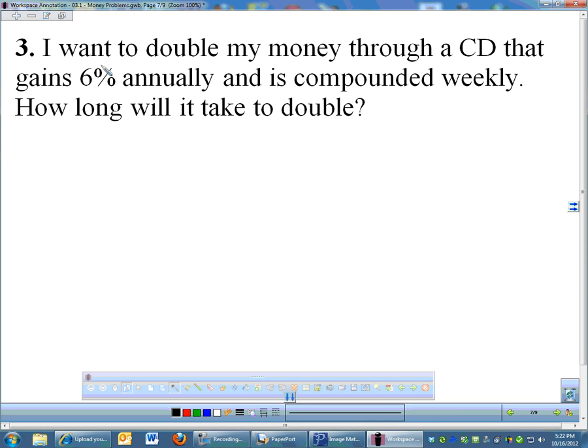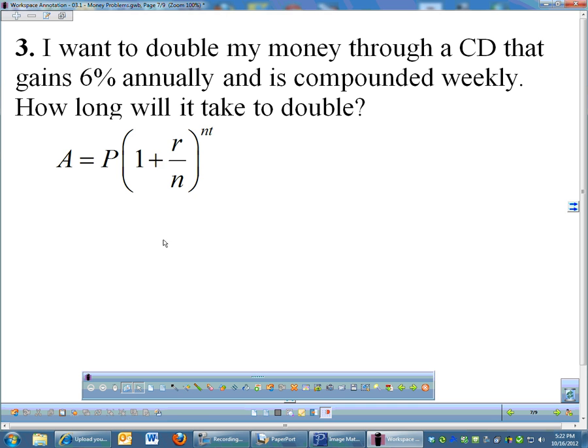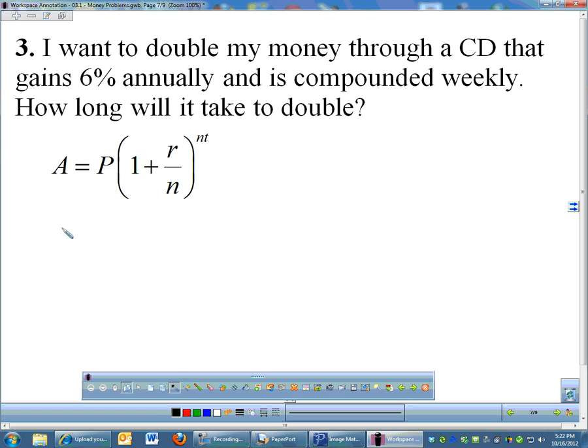Let's see. Here's another one. I want to double my money. Now, this is an interesting problem. We are compounded weekly, so once again, we are dealing with this same formula. This is the one we're going to use more often than not, which means I need to find A, P, R, N, and T. And so let's read the problem and see what we can find.